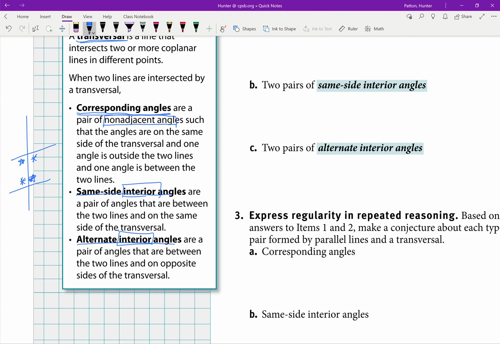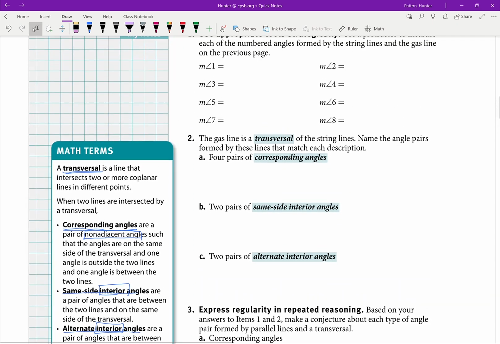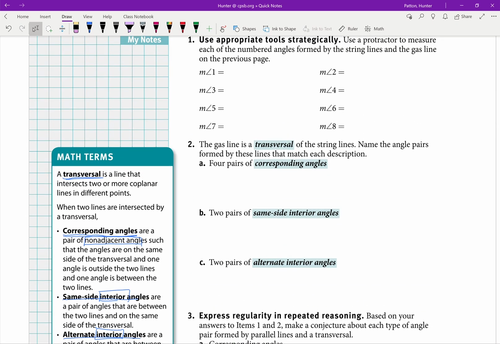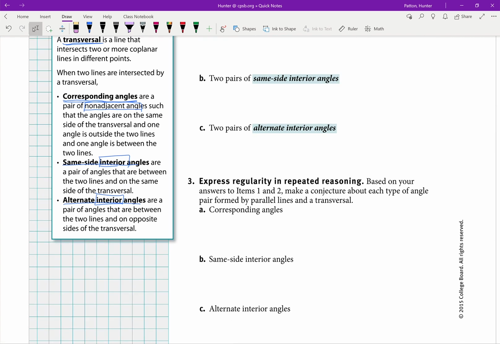Okay, so that's a little explanation of the types of angle pairs we have, and what a transversal is. What I want you to do right now is pause the video and work numbers 1, 2, and 3 on your own. When you're finished, unpause the video and we will go over them together and you can check your answers.